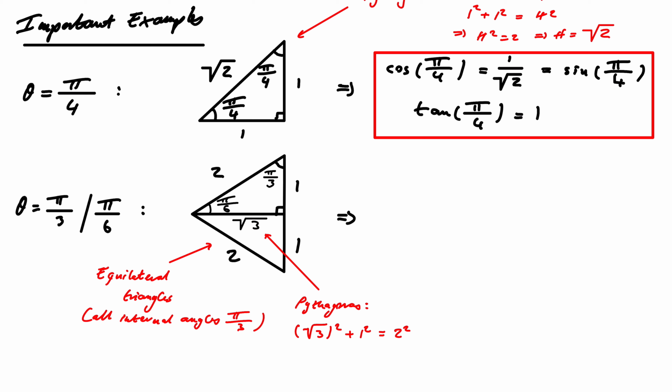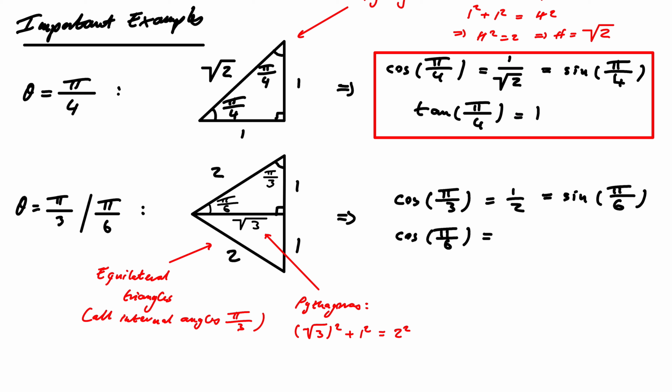Well, now it's a bit more of a mess, but let's do cos, for example, of pi over 3. Cos of pi over 3 would be the adjacent divided by the hypotenuse, so that's going to be equal to a half. And notice, if I was doing sine of pi over 6, then it would be the opposite divided by the hypotenuse, so this is also equal to sine of pi over 6. Neat. Well, if I was to do cos of pi over 6 now, what's this equal to? Cos of pi over 6 would be the adjacent divided by the hypotenuse, so that's going to be root 3 over 2.